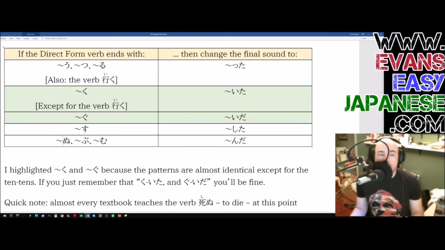Every ku sound, replace the ku with an ita, except for iku. If it ends in a gu, it's ida. If it ends in a su, it's shita. If it's nu, bu, mu, if it's one of those front weird things, it's nda, which is convenient because even nda, that's all happening in the front of your mouth.